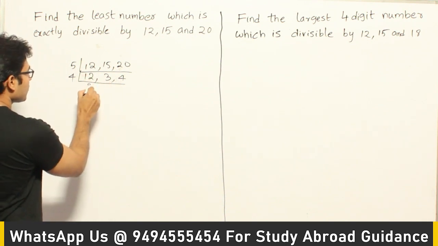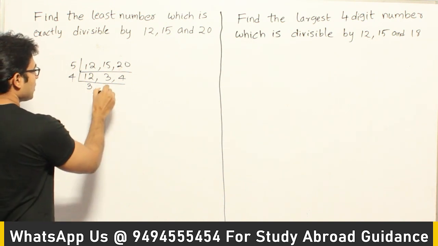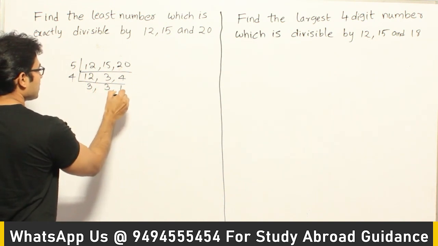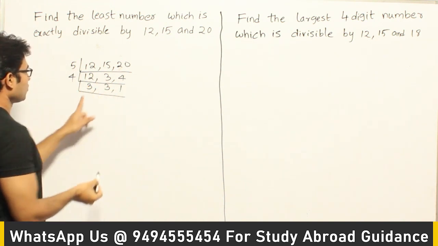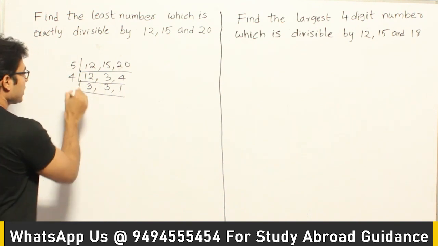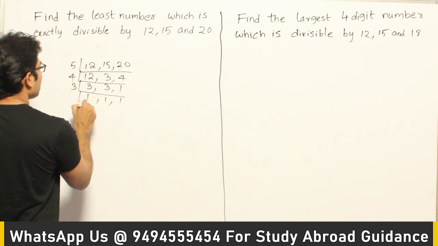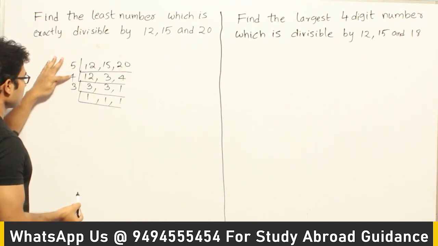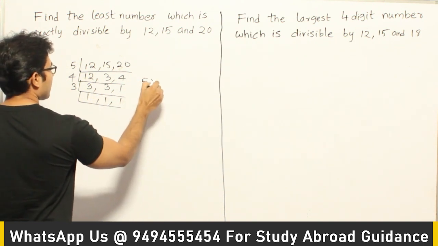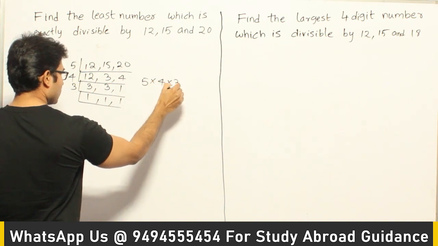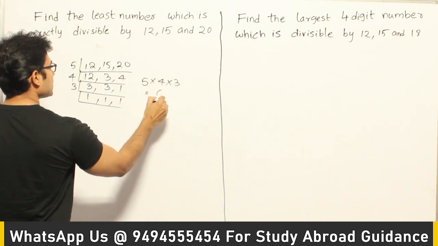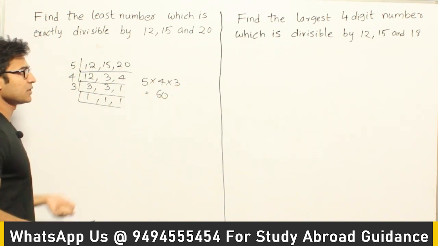So what do I get? 12, 3, 3, 4 3s are 12, and I can write it as it is, and 1. Now there are two numbers which are divisible by 3, so I can take 3. So what is it? 1, 1, 1, right? Now I can leave it there. So 5 into 4 into 3, that is 60. So 60 is the LCM, right?